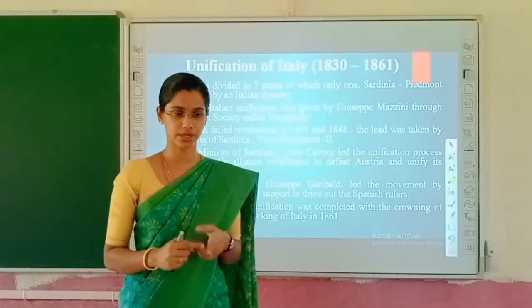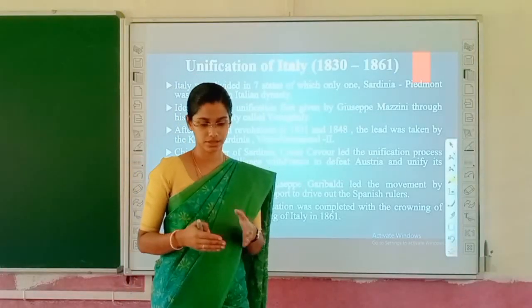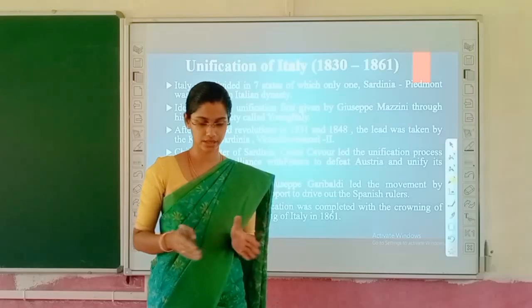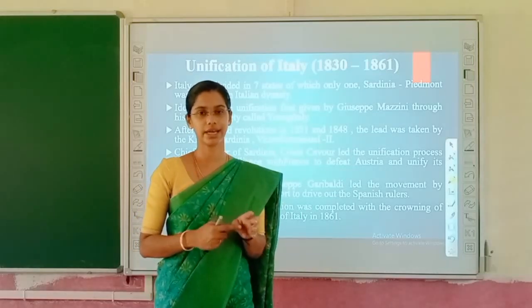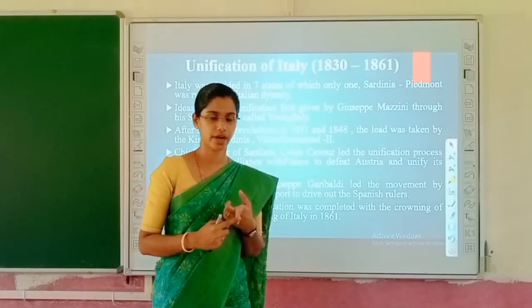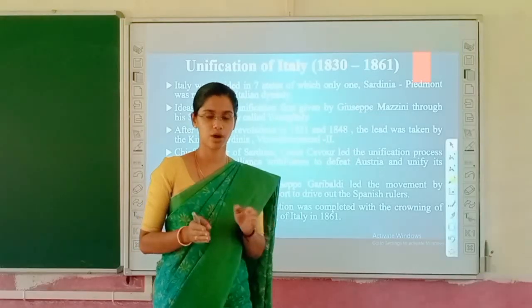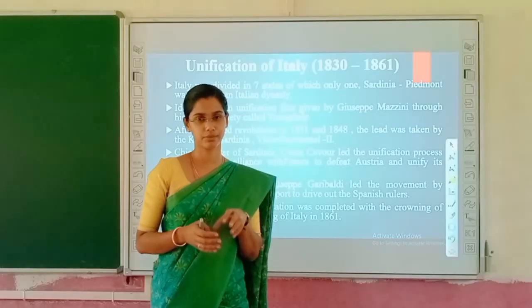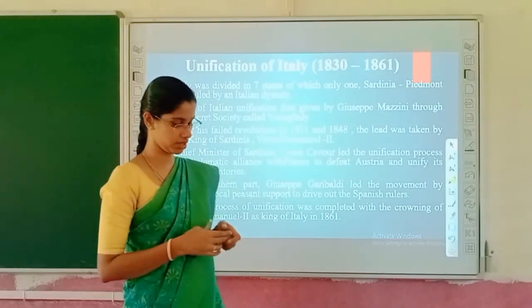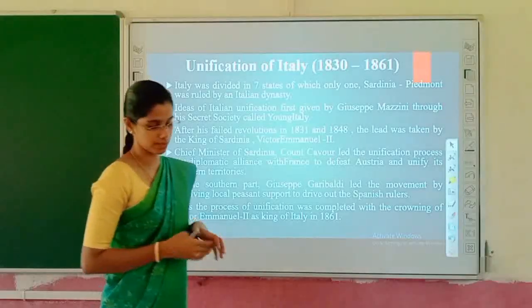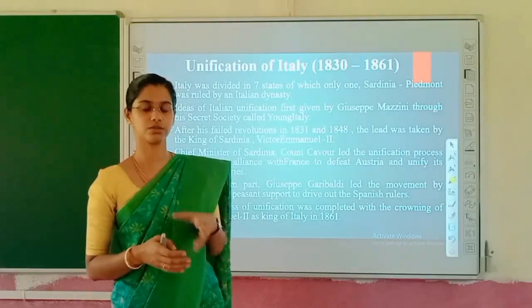That's the conditions before the unification process. The main problem was that the Italians were living in scattered areas, over several dynasties, and Italy was divided into 7 states. That's the main problem they were facing at that time. And then we discuss the process by which Italy was unified.